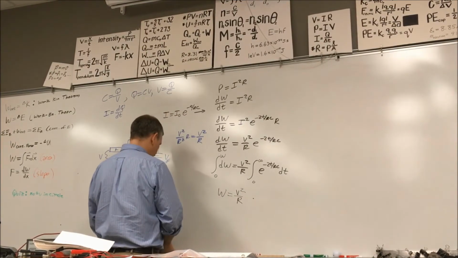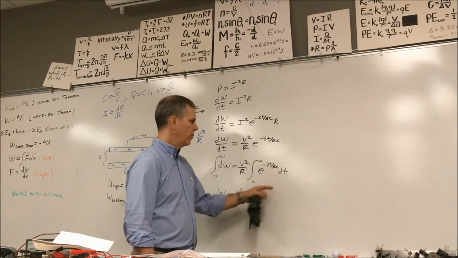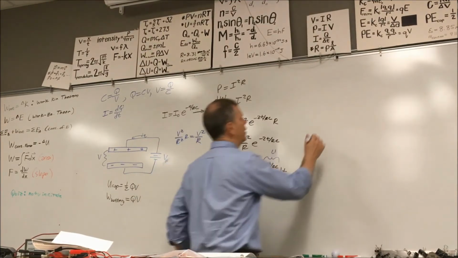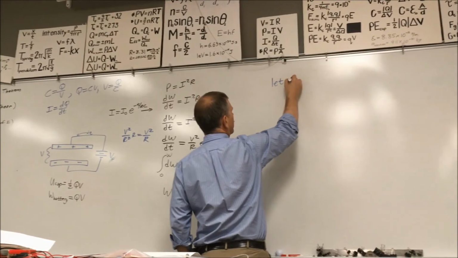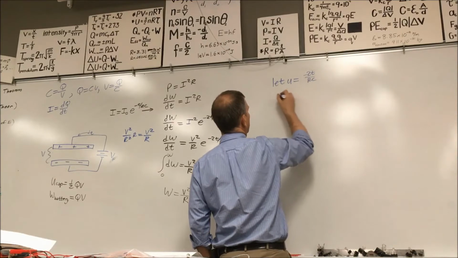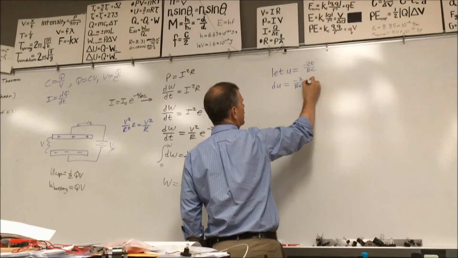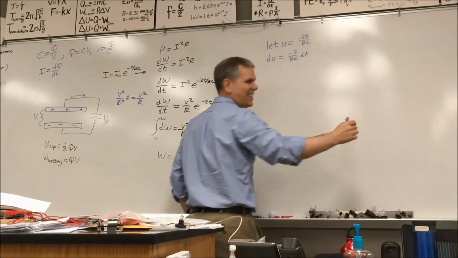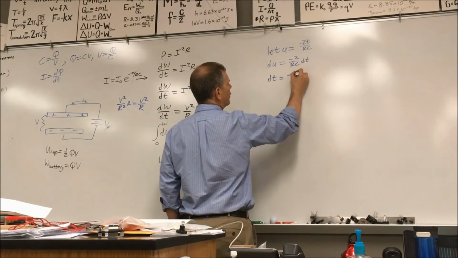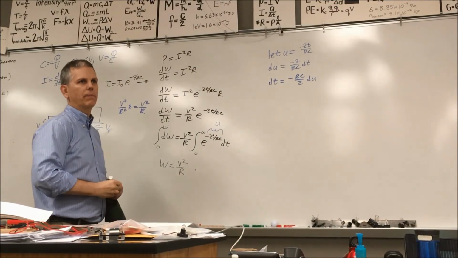So the first thing I'm going to do is remember e to the u du? Remember we had that, e to the u du? So I'm going to let this equal u. So let u equal negative 2t over RC. Then du equals negative 2 over RC times dt. I'm just going to double check with my third year calc kids here. dt equals negative RC over 2 times du. I did that right? Luke, am I good?